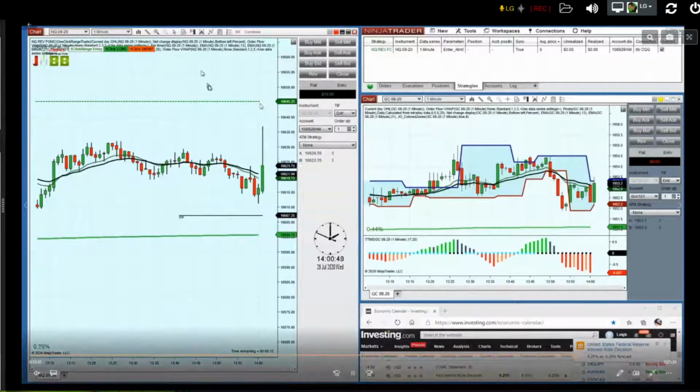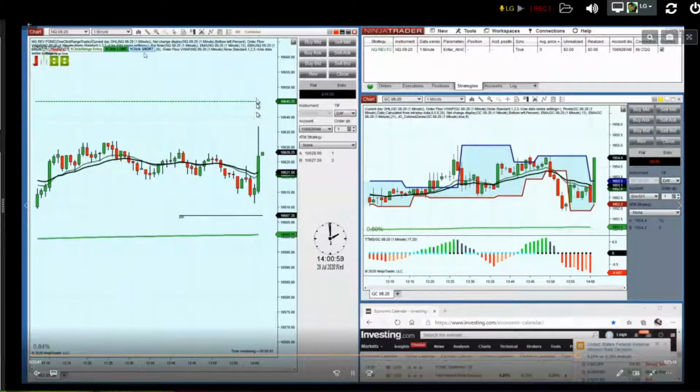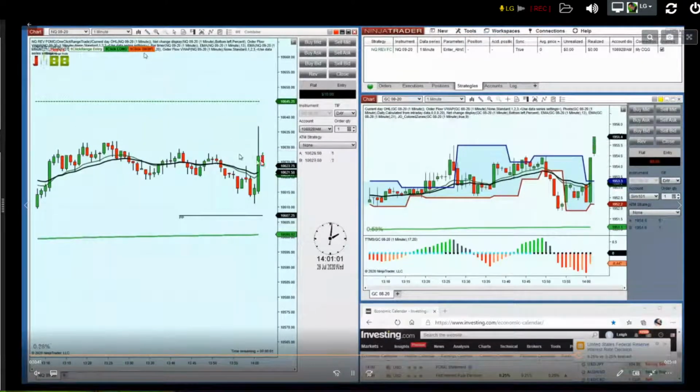Okay, it got close enough. It got about 7, 8 points away from the high of the day. It's right on the border, but it would have worked. Okay, it would have worked.